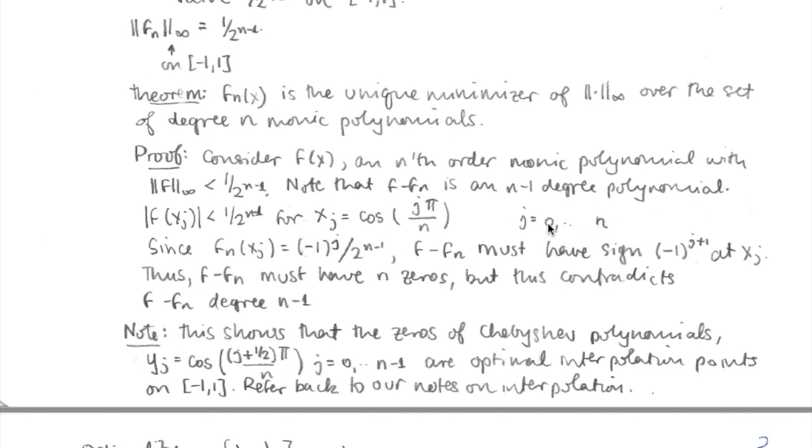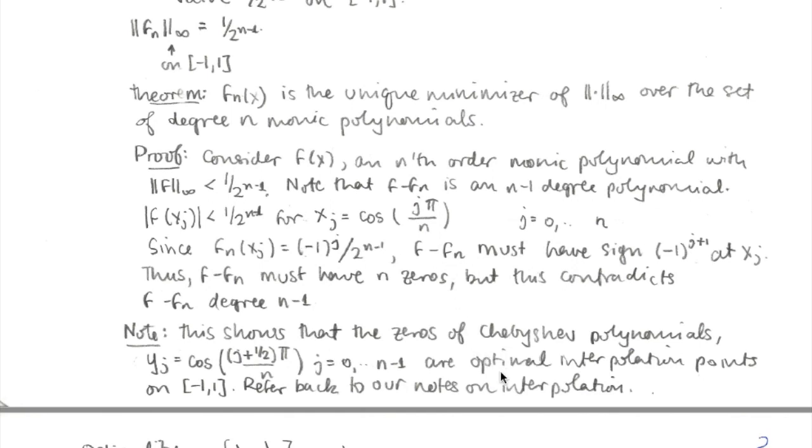Okay. Now there's n plus 1 points here, and I've got n alternations in sign, which means there has to be n zeros to this function, but that contradicts this being degree n minus 1. So that's what shows that this is the optimal thing.